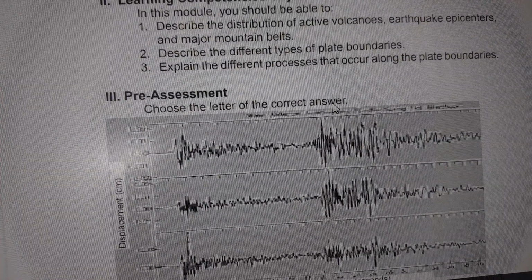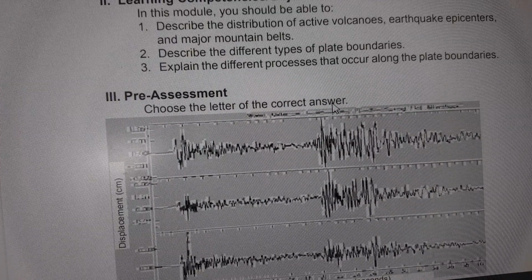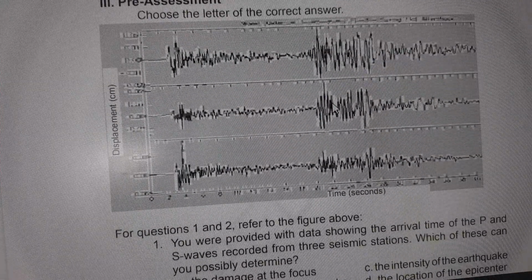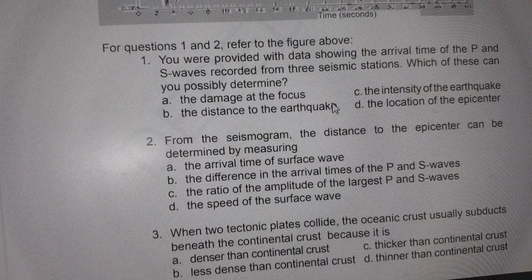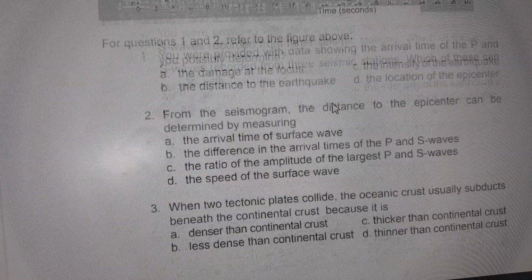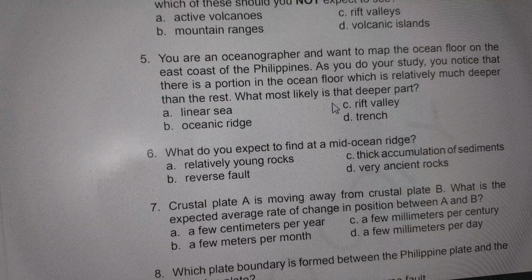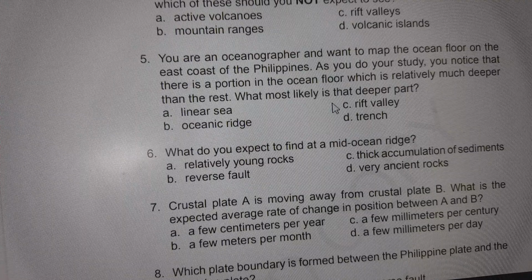Then we have the pre-assessment. I told you that in answering the pre-assessment, you can just choose the letter of the correct answer. You write it on a separate paper. Isulat sa isang malinis na papel kung ano yung sagot ninyo. This is only 10 questions. So, wag mo nang maghanap. Basta try to analyze. Try to understand.